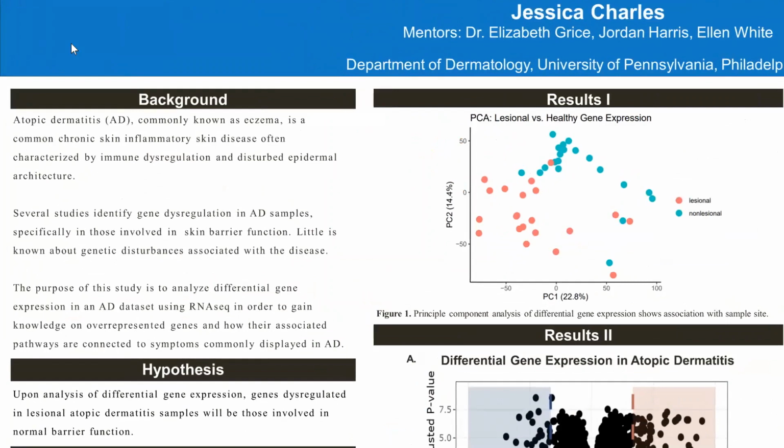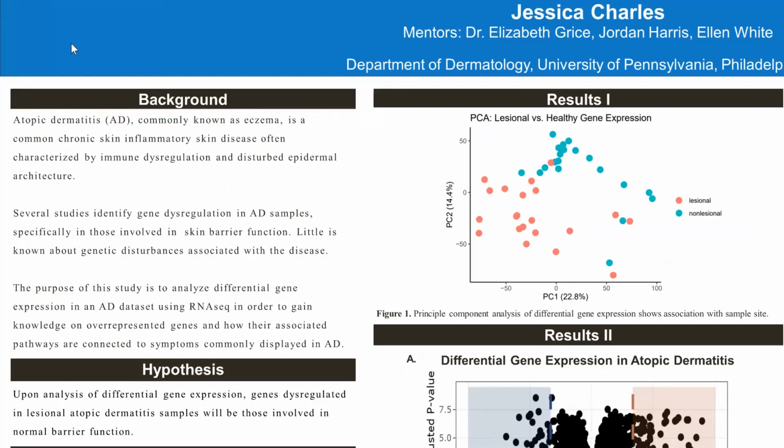Atopic dermatitis, also known as eczema, is a common chronic inflammatory skin disease that can be characterized by immune dysregulation and disturbances in the epidermal architecture. These disturbances are associated with skin barrier dysfunction and cause an increased susceptibility to bacterial infections and allergen exposure. Various factors, including genetic mutations, allergens, and infection, are believed to influence the development of the skin disease.